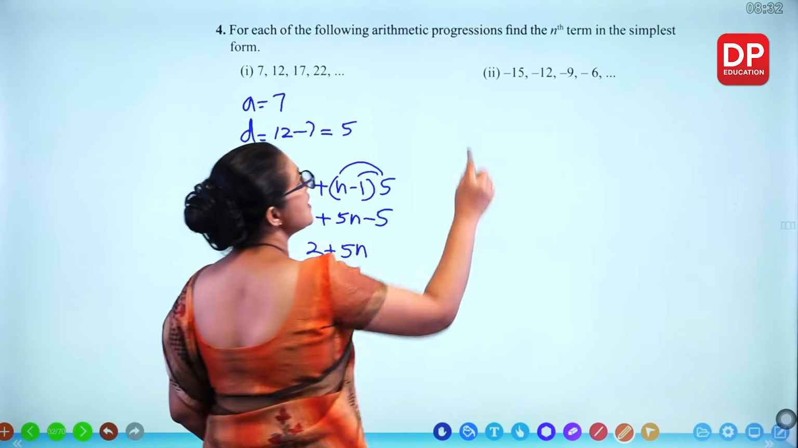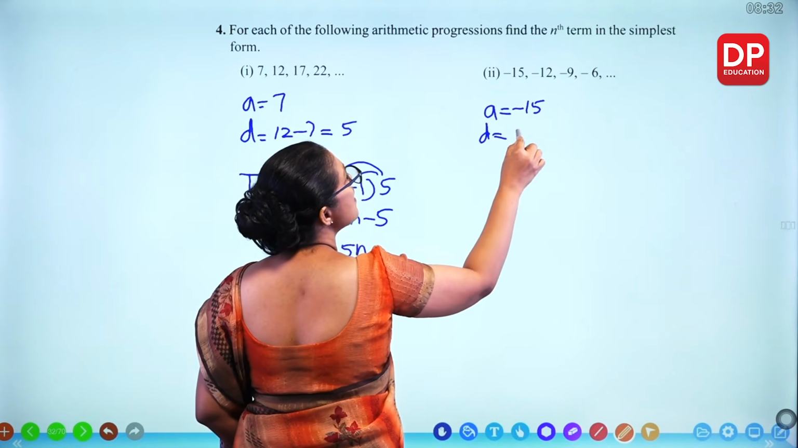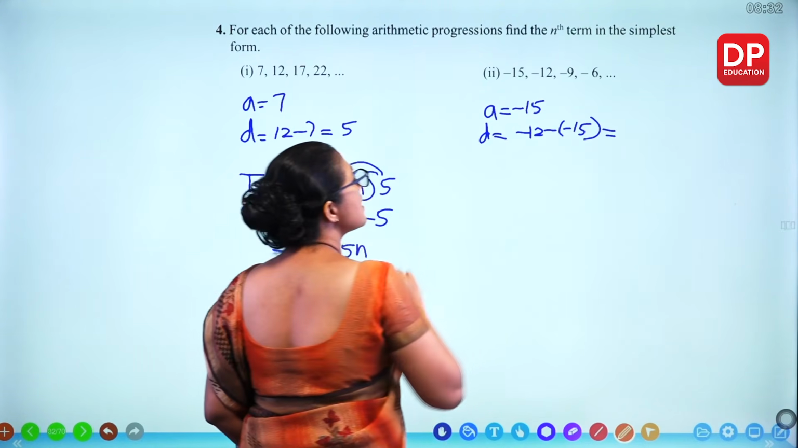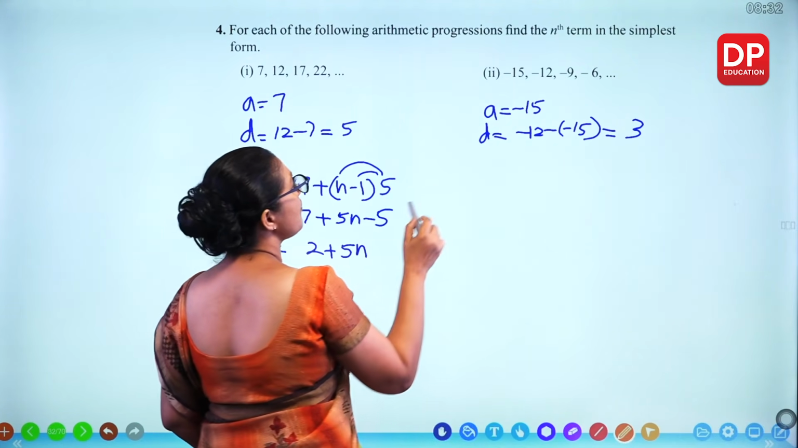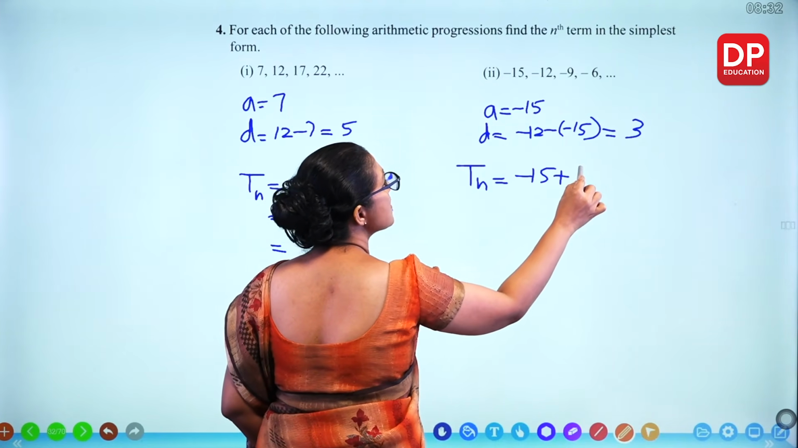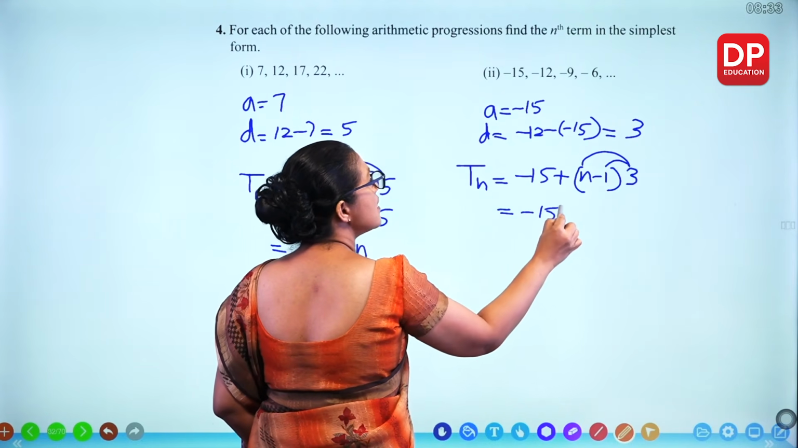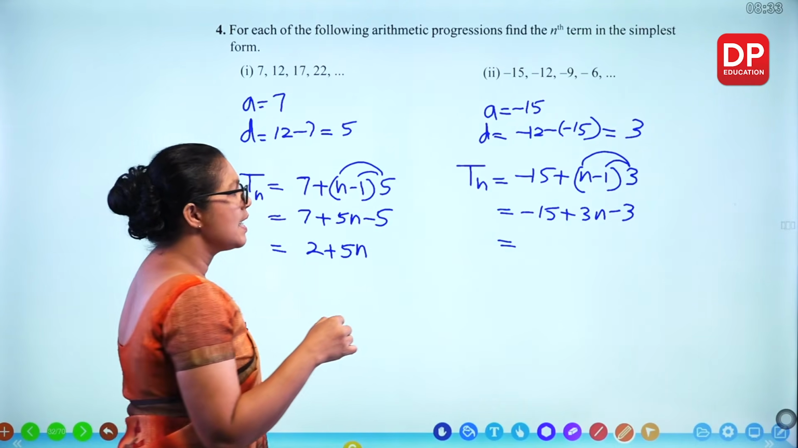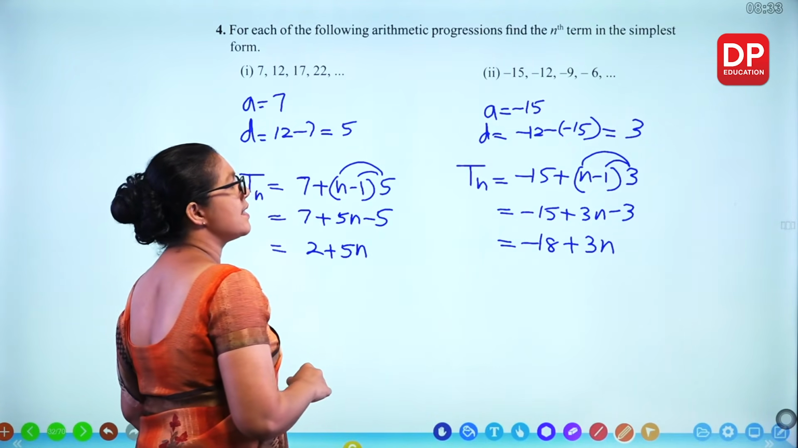This one, what's A? A is minus 15. D is, what is D? Minus 12 minus minus 15. You get 15 minus 12, plus 3. Now find out the nth term. A is minus 15 plus n minus 1 d. Now expand brackets. You get 3n minus 3 minus 15, minus 3, minus 18 plus 3n.